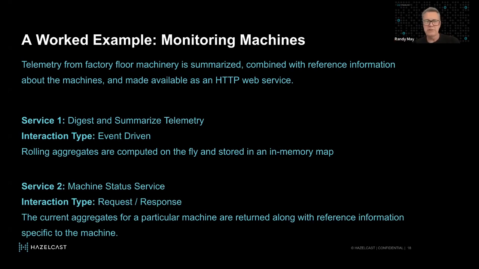So, again, give me the average temperature of this machine over the last 1 minute. And along with reference data, like, give me, as configured, what are the safe boundaries for the temperature reading for this machine? So that's information that's not on the event. It's information that has to be looked up. So we've got these two services. It's kind of the simplest possible use case that involves one of each type of service.